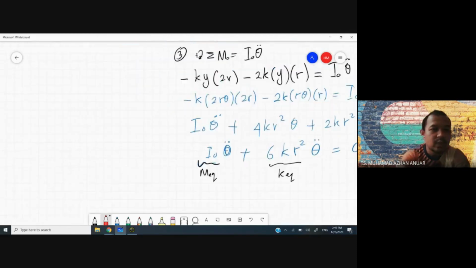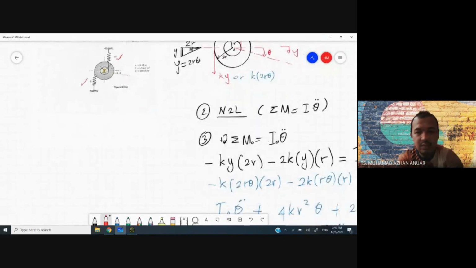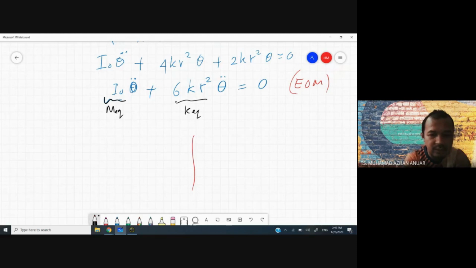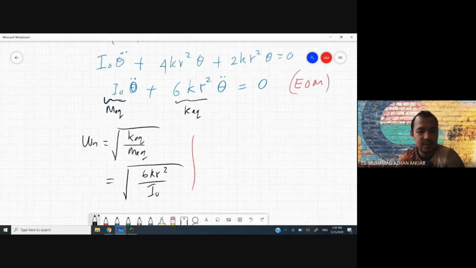For question 3, find the natural frequency of the system. We have two ways to determine the natural frequency here. The first one, we use the formula straight away: omega n is equal to the square root of K equivalent divided by M equivalent, which in this case is equal to 6K R squared divided by I naught. Or we can use our parametric equation.